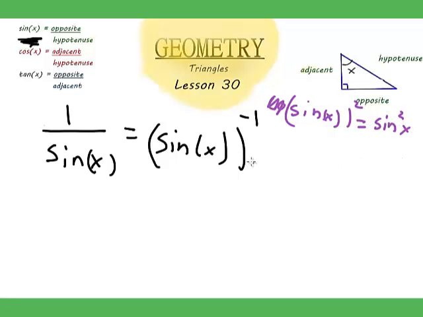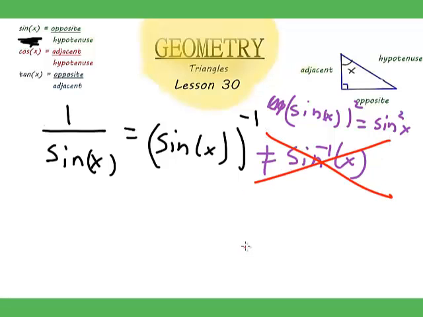Well, this is a special case. Sine x inverse is not equal to sine inverse of x. So let's put a big red cross. This statement is not true. This is because this is the reciprocal, but this is the inverse function here. Sine inverse of x is the inverse function.